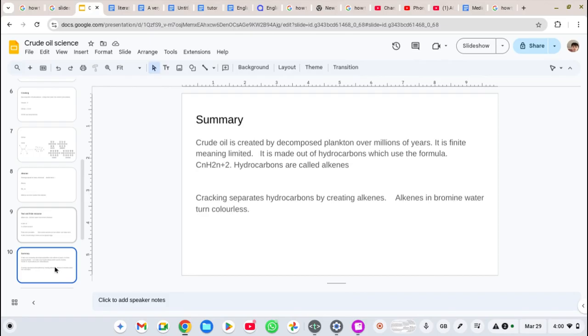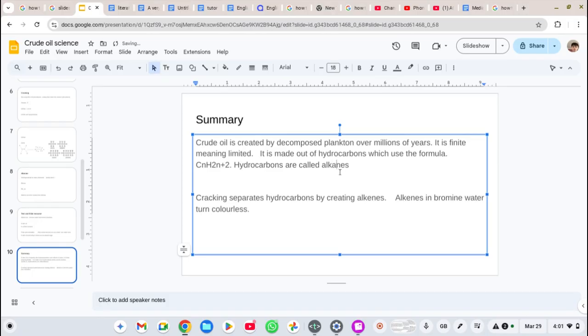Here's a summary. Crude oil is created from decomposed plankton over millions of years. It is a finite resource, meaning limited, and is made out of hydrocarbons which use the formula CnH2n+2. Hydrocarbons are called alkenes. Alkenes. In fact, they might be alkanes or something. Oh no, wait, no. So they are alkanes, but you can separate them into alkenes using cracking. Alkenes in bromine water turns colourless. That's everything you need to know about them.